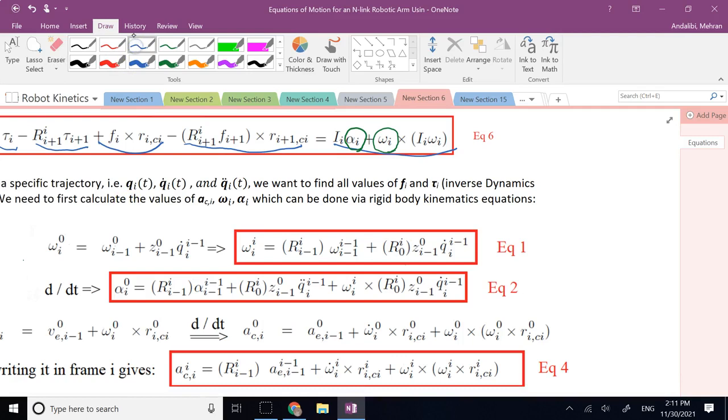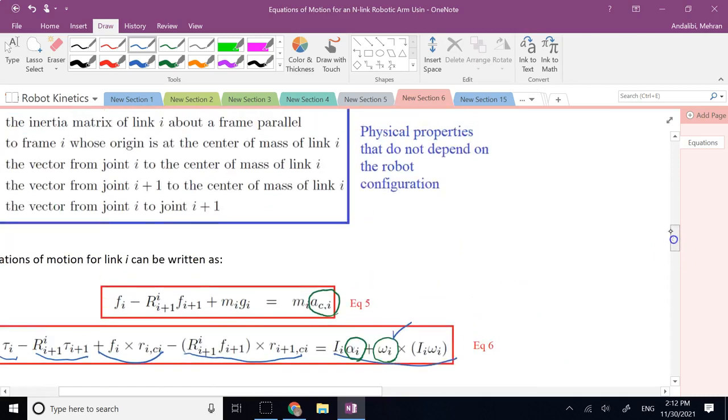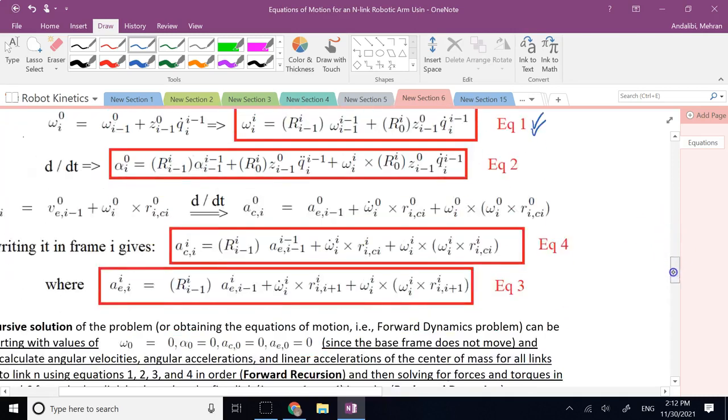So in order to update my omegas that I need in equation 6, I will use equation number 1 in this red box, right? And now we have to talk about how to update. So far this omega is taken care of by 1. How do we update alphas? That's where we look at equation 2, and then how do we find acceleration of the centroids? That we need in 5, and that's where we go to equation 3.